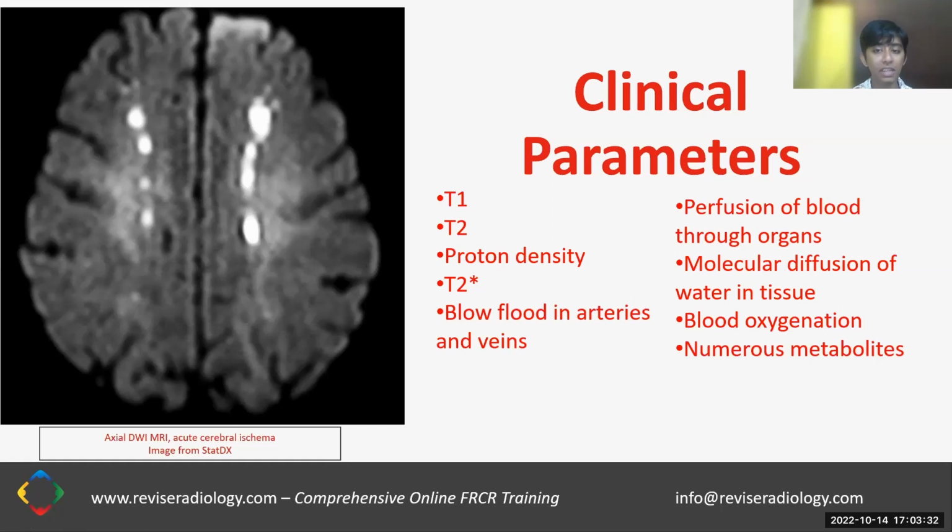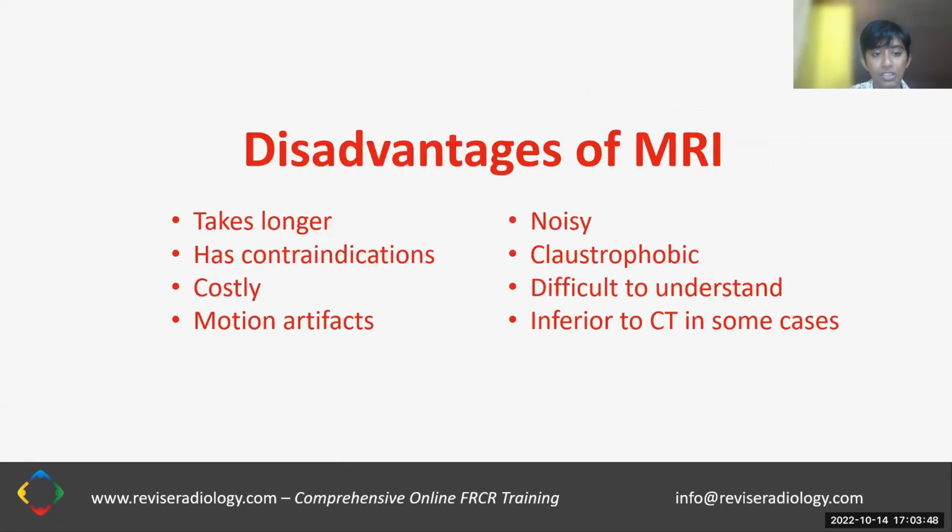So these various clinical parameters we're able to image through MRI, which means that it's an imaging modality which has a lot of variety and scope. You can image based on a lot of different types of parameters and generate a bunch of different types of images. So what are the disadvantages of MRI?